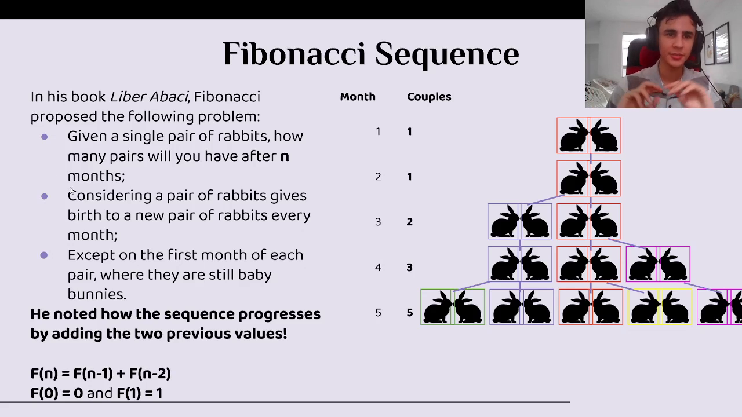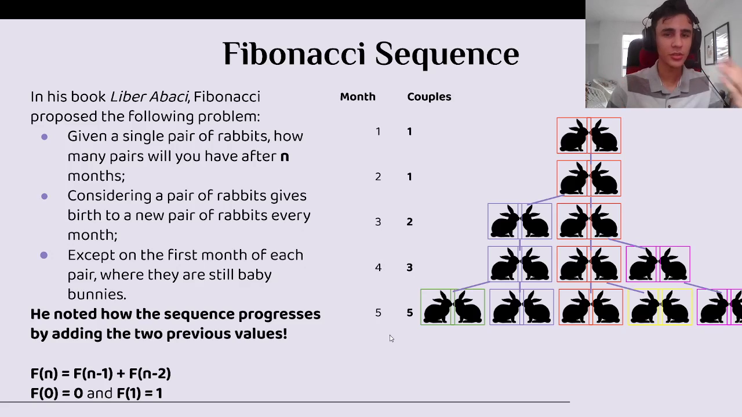So let's consider that a pair of rabbits gives birth to a new pair of rabbits every month, except on the first month of their lives, where they are still baby bunnies and cannot reproduce. So the sequence goes: you have one baby bunny, it grows, now it can reproduce. Now we have two, it reproduces again. This one grows, now we have three. This reproduces, now we have five.